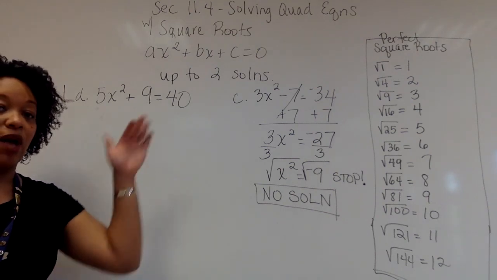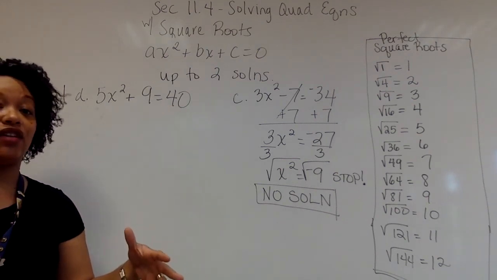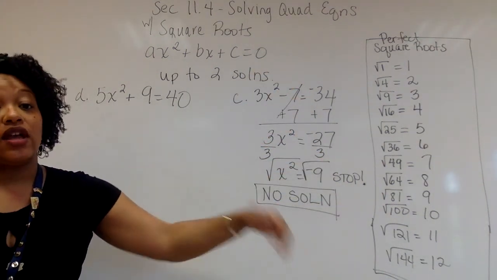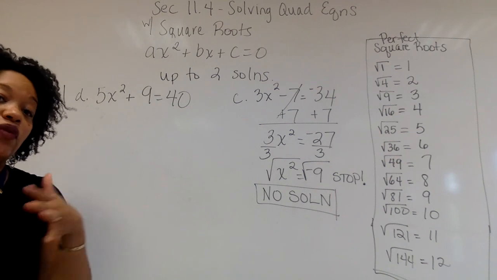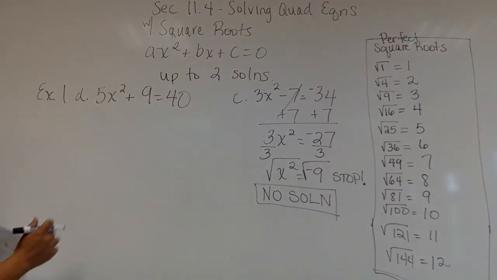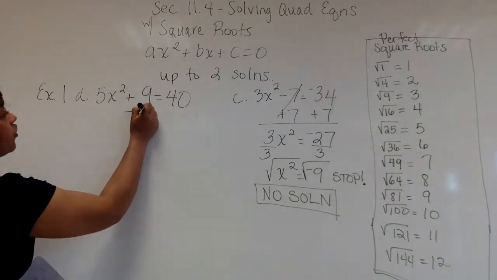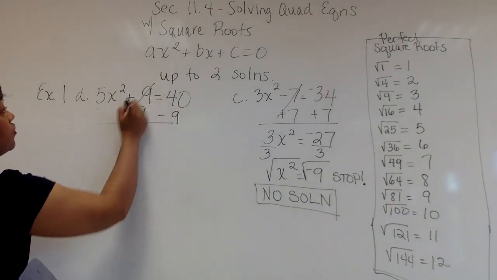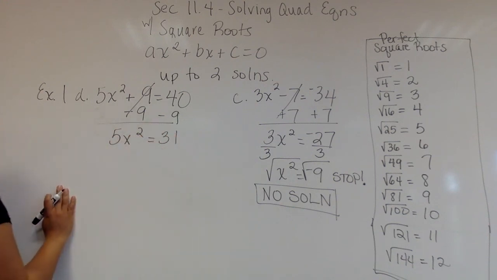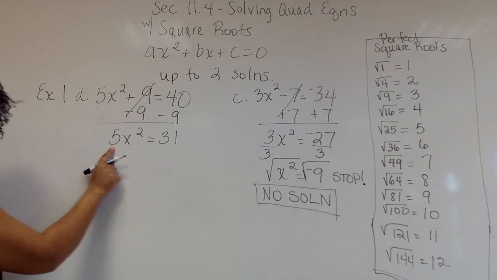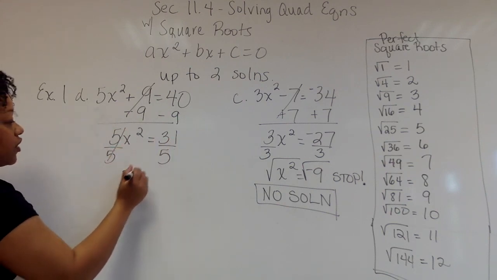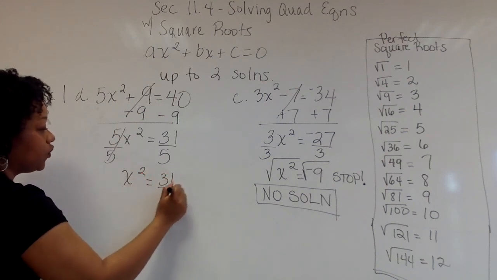Now, up until now, I've shown you how to handle problems where all of your numbers have been in this table. This example is going to show you what to do if the numbers aren't in the table, which is nothing, but I just got to show you. So the first thing we want to do is get rid of the 9. You're going to subtract 9 on both sides. The 9s cancel. You're left with 5x squared is equal to 31. We got to divide both sides by 5. x squared is now equal to 31 over 5.